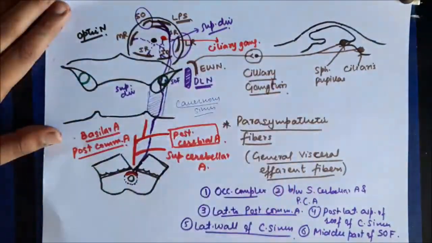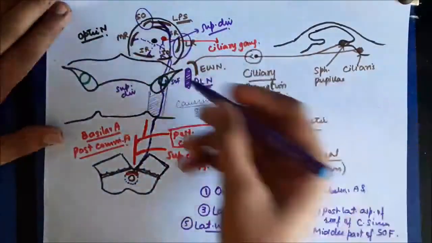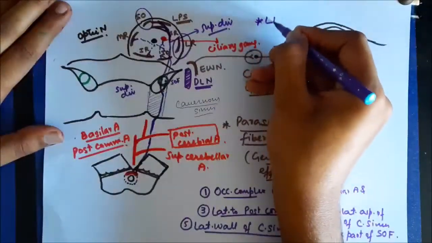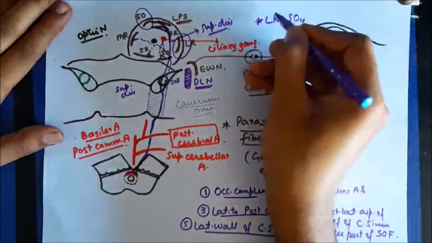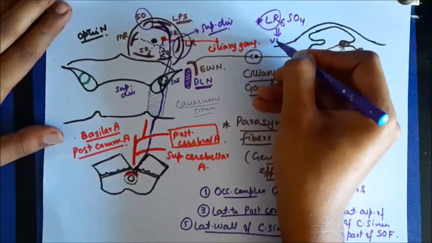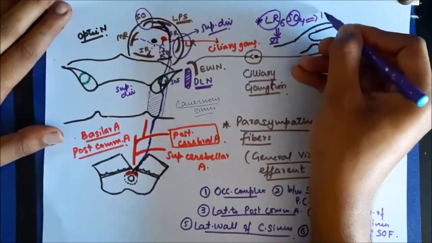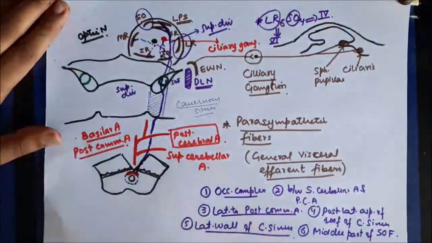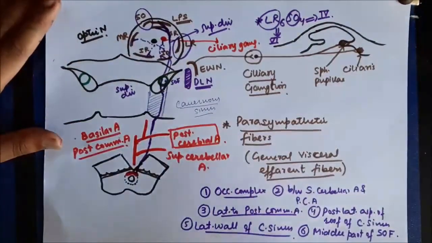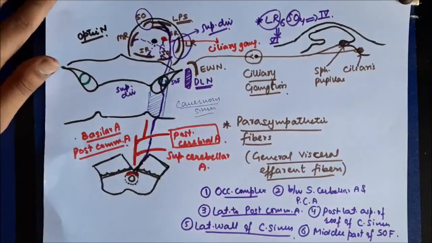Now there are only two muscles which are not supplied by the oculomotor nerve. These are the superior oblique and lateral rectus. So we can remember it as LR6 SO4. It means the lateral rectus is supplied by cranial nerve 6 and the superior oblique by cranial nerve 4. Remaining all are supplied by cranial nerve number 3. So that's all about the oculomotor nerve. Thank you.